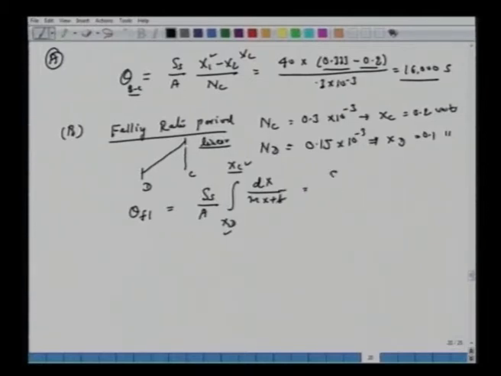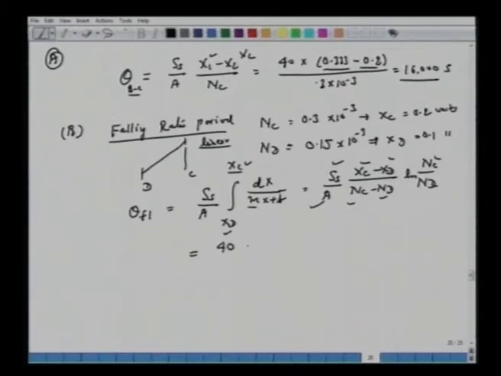We can go back and integrate here. We can just write down the final expression. When you substitute the slope of the curve, we have (Xc minus Xd) over (Nc minus Nd), ln of Nc over Nd. All these quantities are known to us. All you have to do is to substitute.